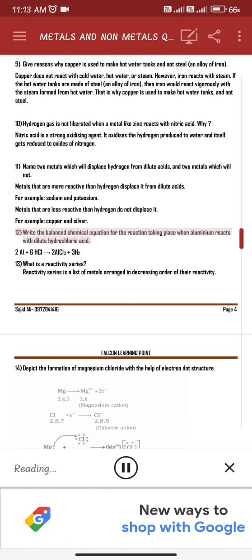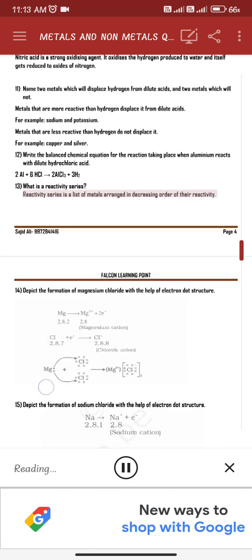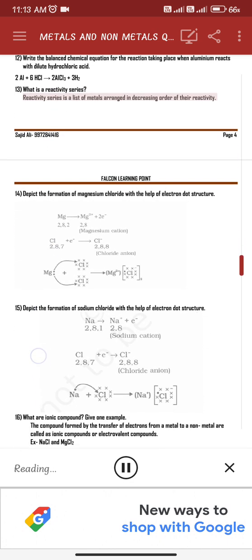12. Write the balanced chemical equation for the reaction taking place when aluminium reacts with dilute hydrochloric acid. 2Al + 6HCl → 2AlCl3 + 3H2. 13. What is a reactivity series? Reactivity series is a list of metals arranged in decreasing order of their reactivity.